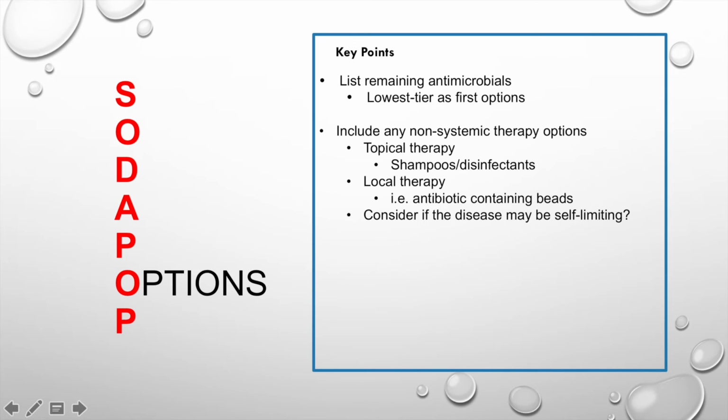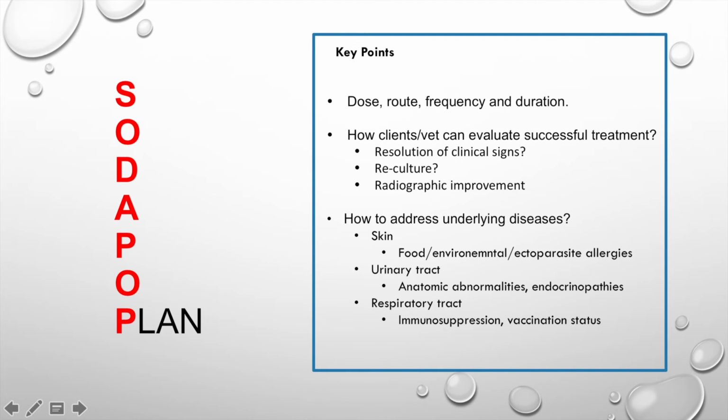Once we have all our options out on the table, we should choose our lowest tier systemic antimicrobial or non-systemic therapy option that best suits the patient. Once we've selected our approach to treatment, we will need to put together our plan. The plan should include the dose, route, frequency, and duration of therapy. But it should also include factors such as how the client and vet will evaluate successful treatment. Will it be through resolution of clinical signs, by reculture, or radiographic improvement?